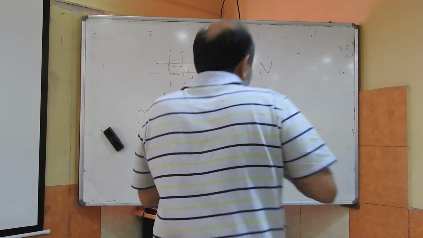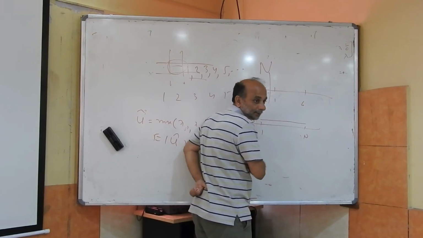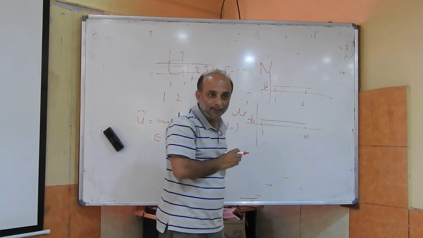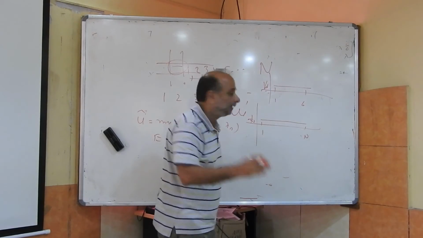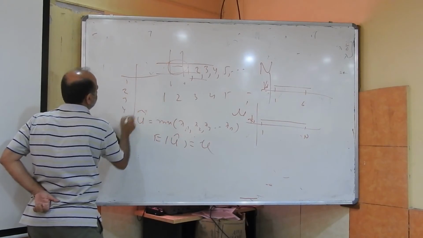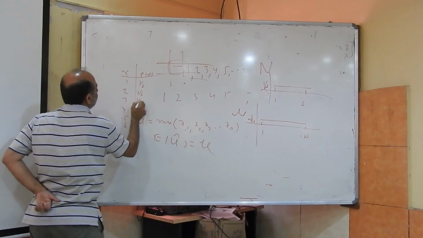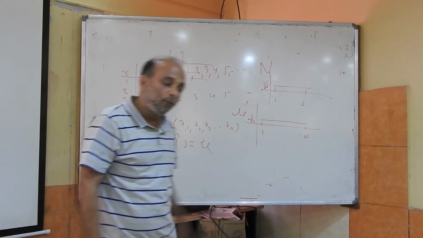So think of a die. When you do this on a die, you have 1 to 6, and what you observe has the same probability of occurring, 1 by 6. So what you are going to observe is 1, 2, 3, 4, 5, 6, each with probability 1 upon 6. What is the expected value?